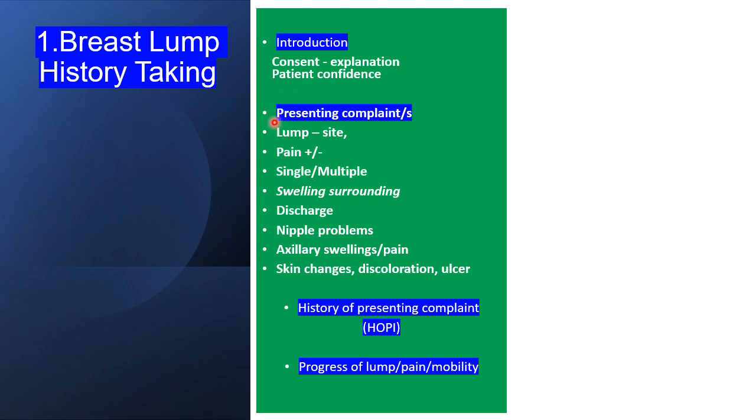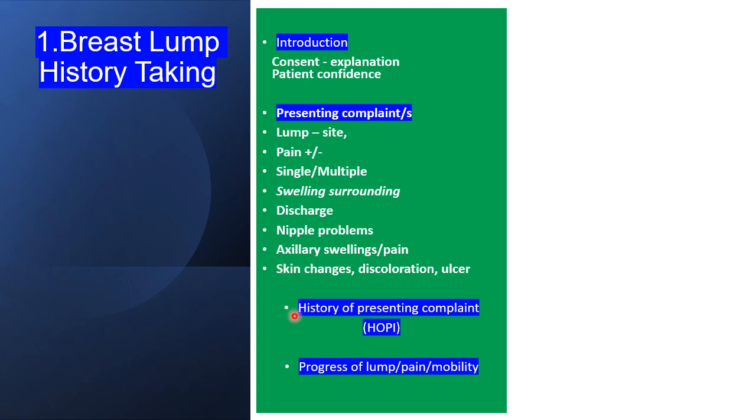Under the presenting complaint, your patient is a patient with a lump in the breast. So you must get the details of this lump: the site of the lump, whether it's painful or painless, single or multiple, any other swellings, any discharge from the lump, and then nipple problems, ulceration, inversion, or deformity of the nipple, discharge, and axillary swellings, whether they are associated with pain. Also ask the patient for skin changes, discoloration, ulceration, discharge. These are all very important.